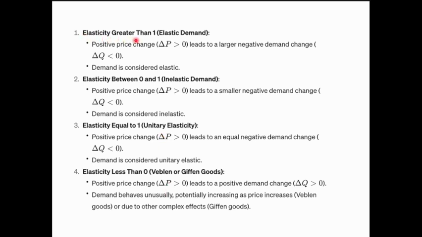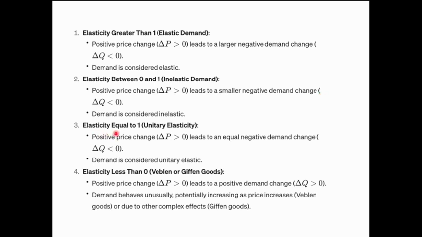So I have some more explanations broken down here. When the elasticity is greater than 1, it's going to be considered elastic demand because as the price increases, this is going to lead to a negative demand, meaning people are going to buy less. Then if we have an elasticity that's between 0 and 1, this is considered inelastic. When we have a positive price change, meaning it's increasing, this is going to lead to smaller negative demand changes. So the demand might change, but it's not going to be by a whole lot.